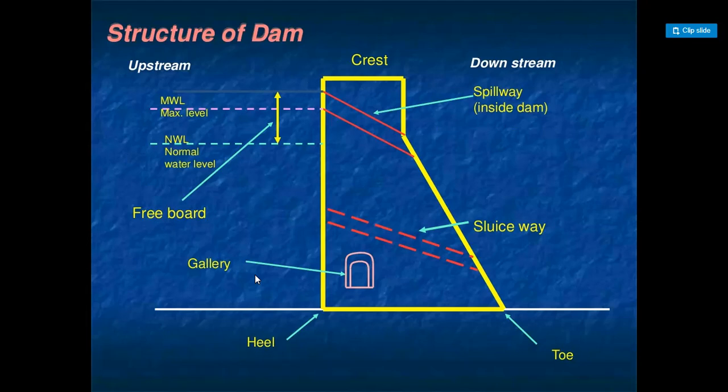Next is the diversion tunnel. Diversion tunnels are tunnels constructed beforehand for diverting the river water. These help in keeping the river bed dry at the dam side and facilitate dam construction. These are the parts of the dams, guys.